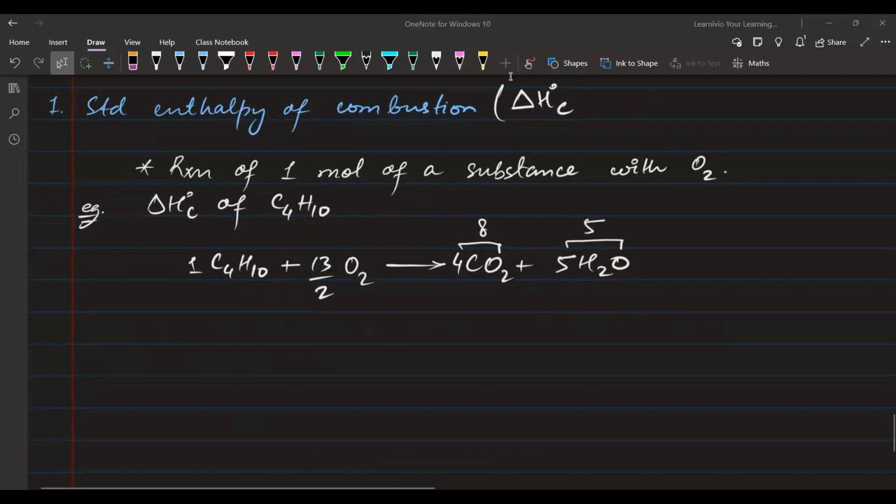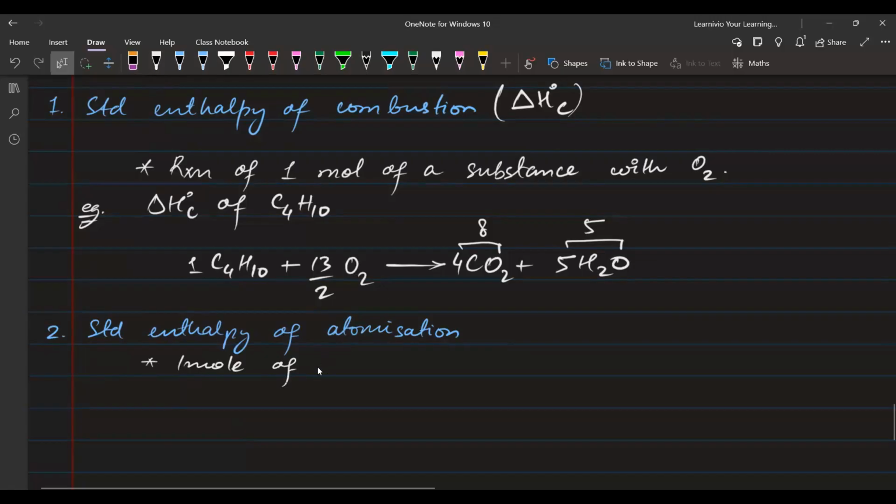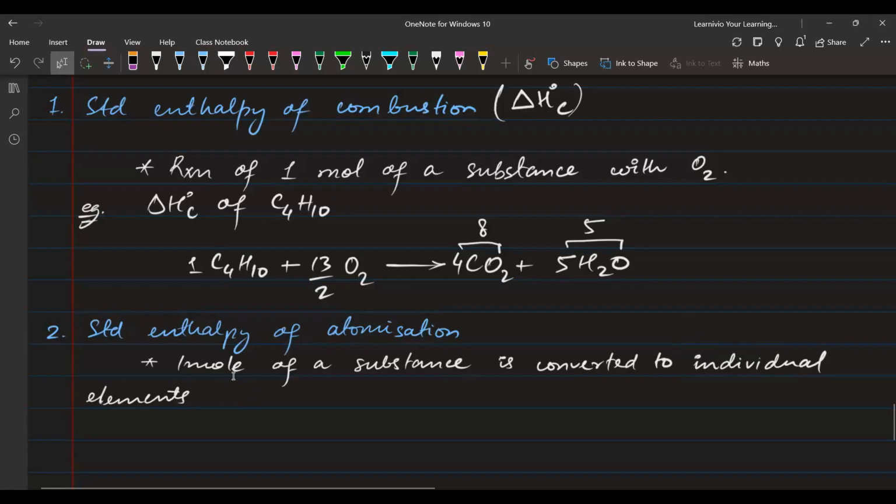Right, next, standard enthalpy of atomization. What to do in this, listen carefully. 1 mole of a substance is converted to individual elements in gaseous state. Individual elements in gaseous state.